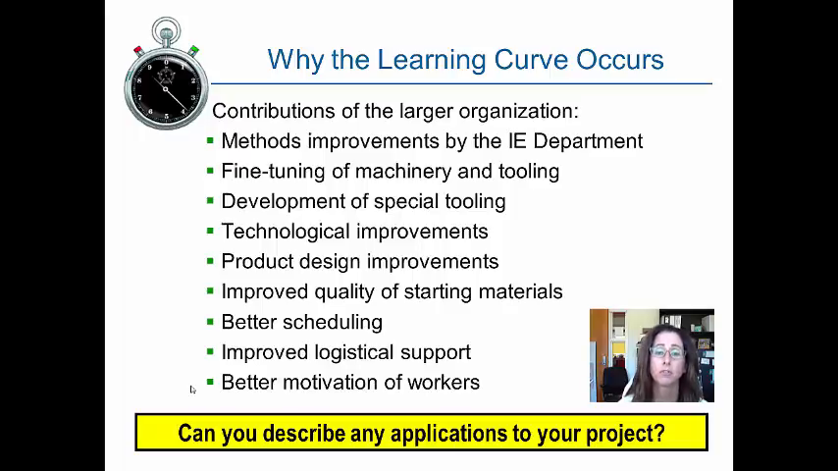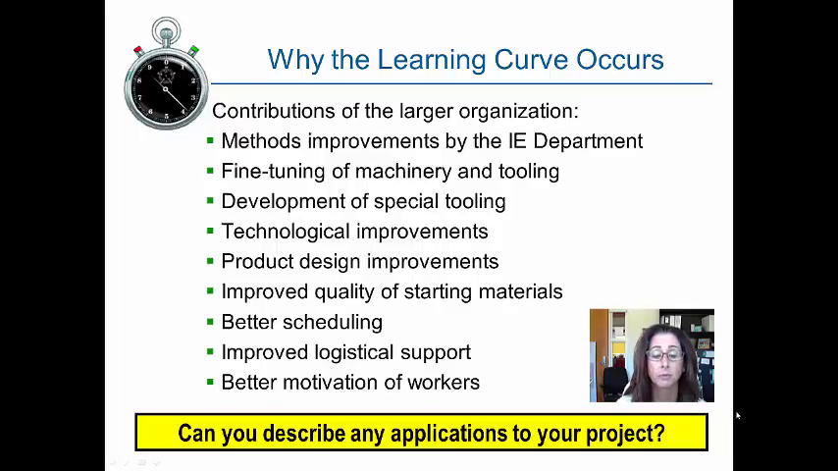Motivating the workers to go faster. It doesn't always have to be financial. Maybe it's to go work on some other project or to move to a different job, something like that. But those are the contributions of why the time to make a particular item might decrease that are a result of the larger organization. And notice all of these are out of the direct control of the worker because it requires some additional resource, some additional money, working across departments to make these kinds of things happen.